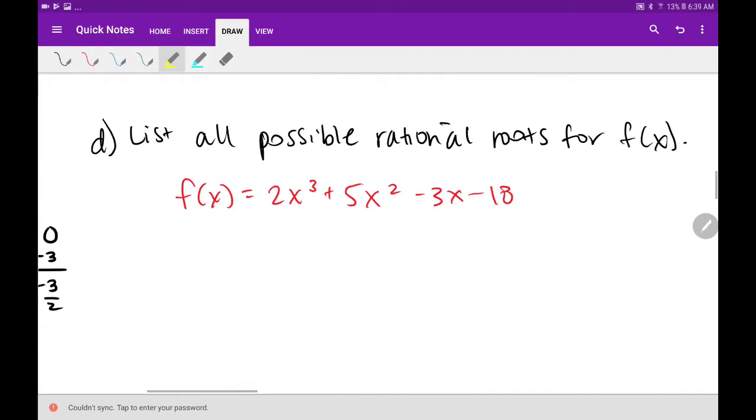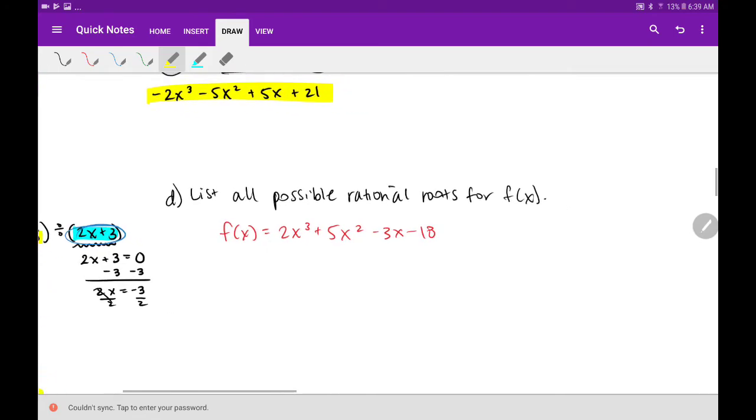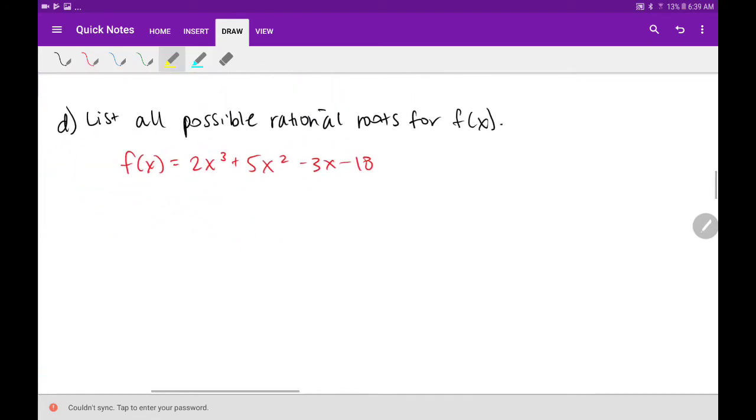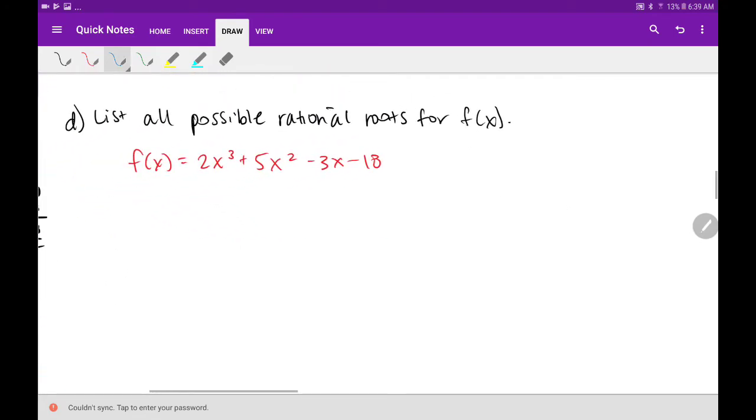Okay, now we reach D. D says list all the possible rational roots for f of x. Now I want you to notice this problem just says list the possible rational roots. Please pay attention. It does not say find the rational roots. It does not say solve the equation. It doesn't even say factor it. It just wants us to list them out.